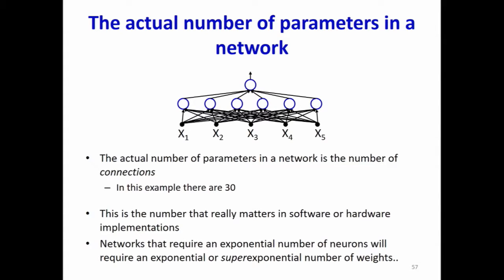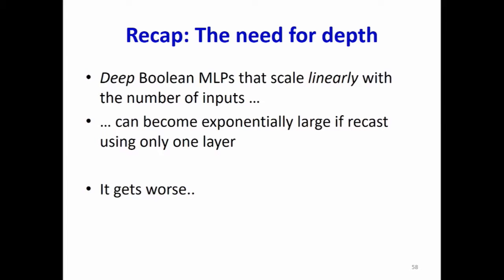But the number of edges can be super exponential if the number of perceptron units is exponential. For convenience's sake, it's convenient to continue to think of the number of units rather than the number of edges, because for things like XORs, the number of edges is linearly related to the number of units in the correct architecture. So deep Boolean MLPs that scale linearly with the number of inputs become exponentially large if recast using only 1 or even any fixed number of layers. Make sense to everyone, right?